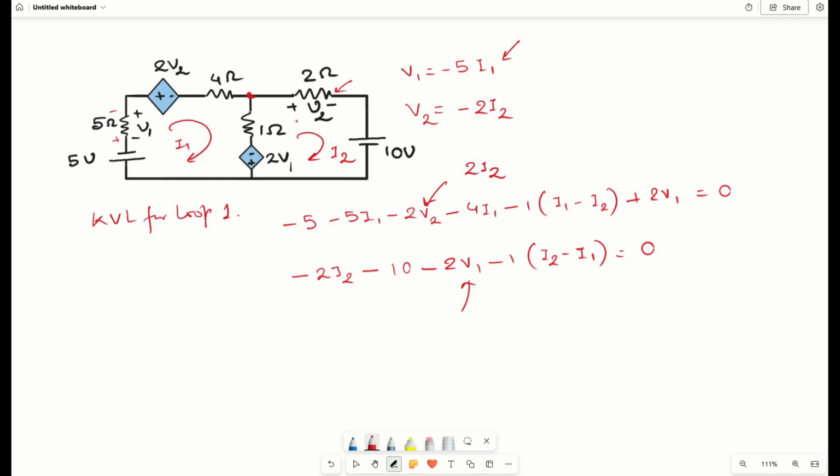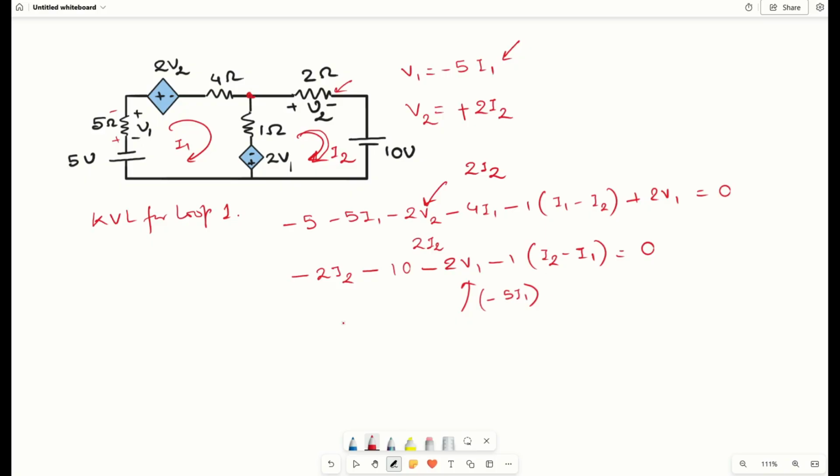Now similarly in this case, as you can see, our direction, that is clockwise, and whatever direction should be for this 2 ohm resistor is also the same, that is plus minus, so it should be plus of 2i2. Now if we put these values here, in place of this V2 we will put 2 times of I2, and in place of V1 we will put minus of 5 times of I1.